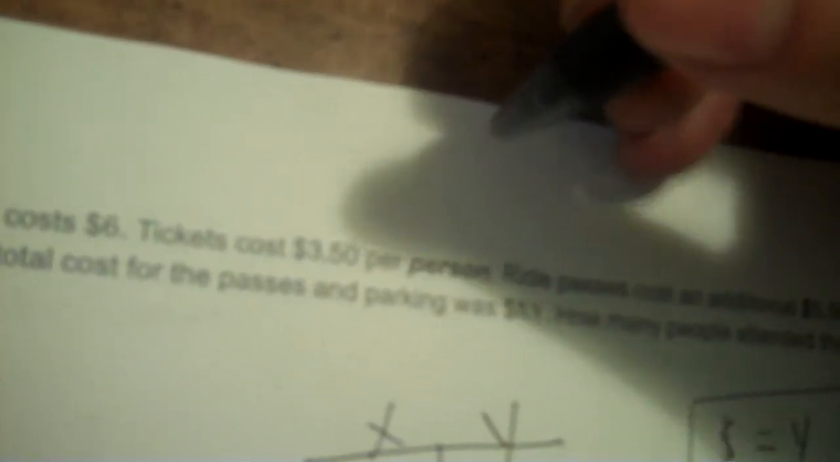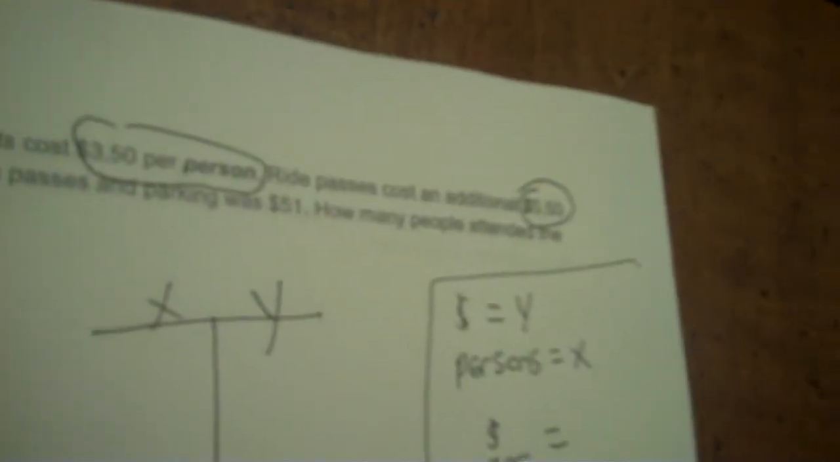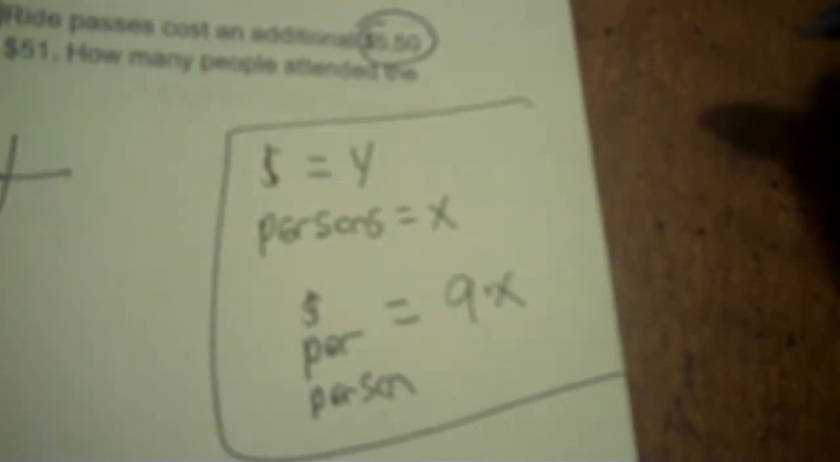Now here's where this changes up a little bit. There's one minor adjustment. The $6 for parking isn't paid per person, so I don't use that. Tickets are $3.50 per person, and the ride passes are $5.50 per person. I'm pretty sure if I go to the fair, we also want to ride, so I'm going to add these together. $3.50 plus $5.50 is 9. 9 times X, X being the person. So we had two rates we needed to add. Just combine them.